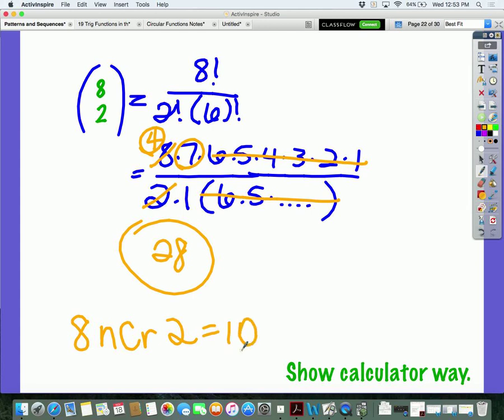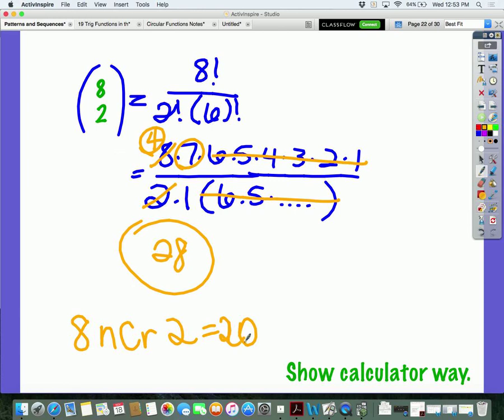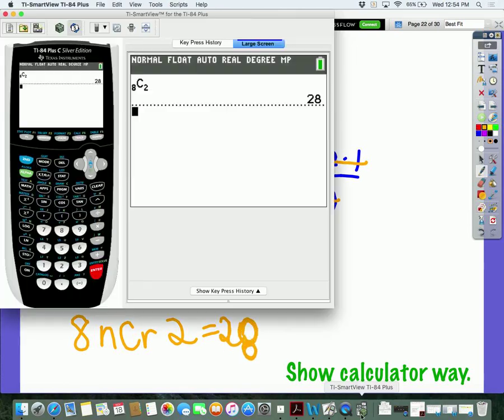Okay? So if you go to math, go over to PRB and go to nCr and it does this in your calculator, all you do is type in a 2, and there's your answer. Sorry, I'm at 28. I don't know where I got 10 from, I guess 10 plus 2. And that's how you do it in your calculator. Combinations are when order doesn't matter.